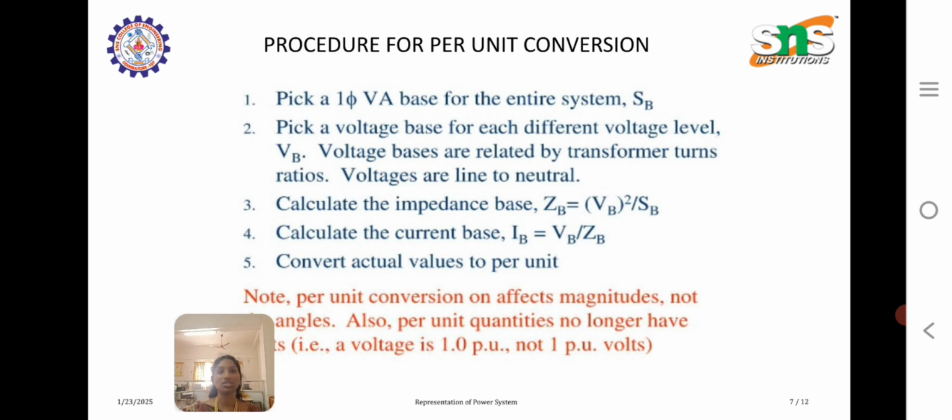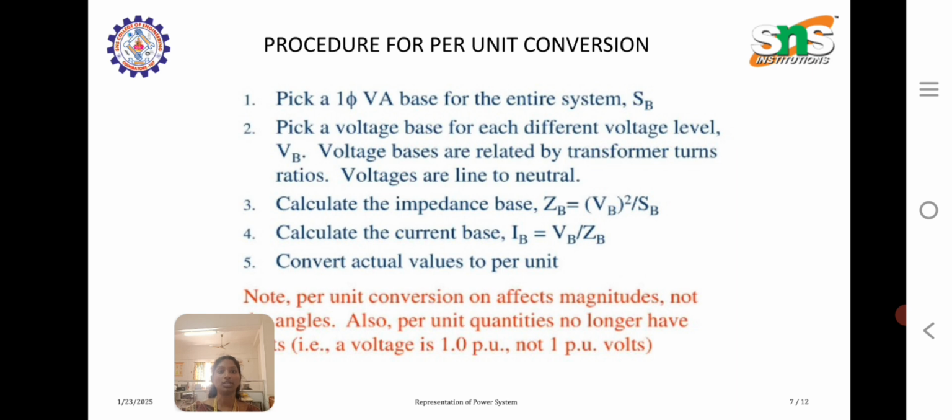Coming to the procedure for per unit conversion: first we have to pick a single phase VA base for the entire system. We first choose the base value, and then the voltage base of each different voltage level. Voltage bases are related by transformer turns ratios, and voltages are line to neutral. Now we can calculate the impedance base, ZB equals kV squared by MVAB, for the entire system. Then calculate the current base, I equals V by Z, and convert actual values to per unit values.